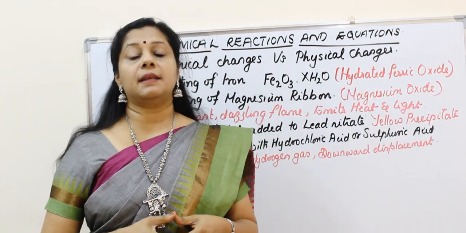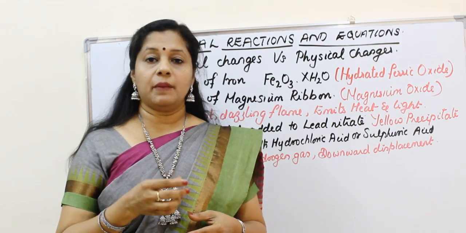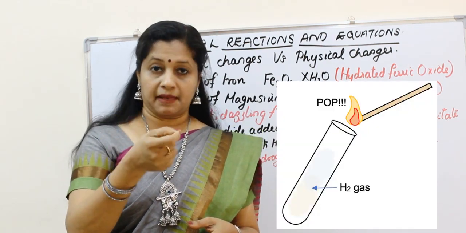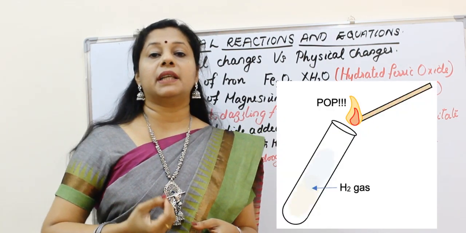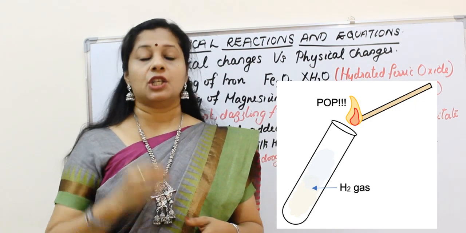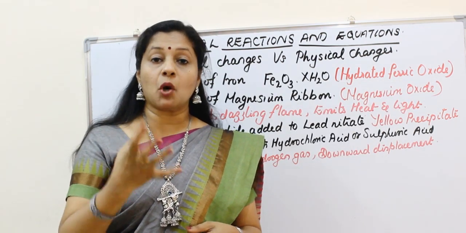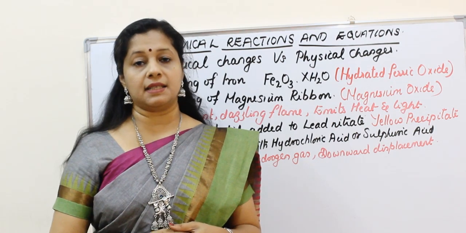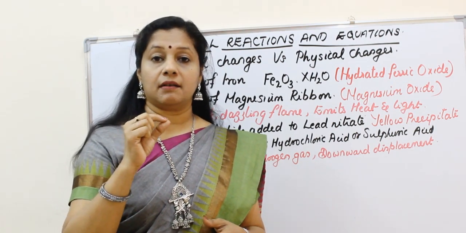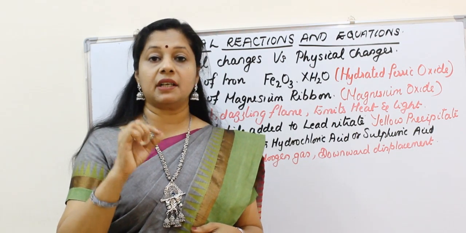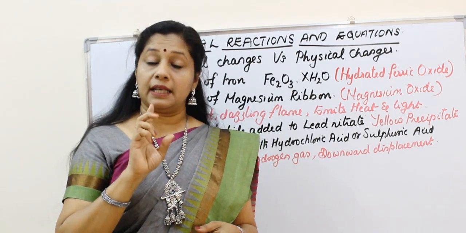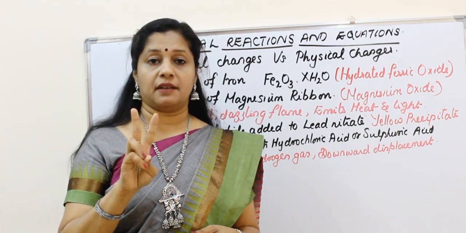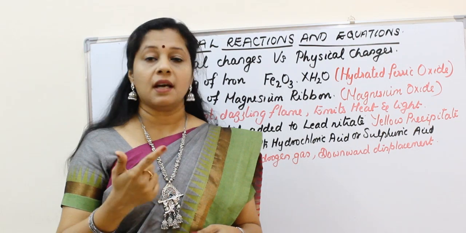So we can test the presence of this gas. If you bring a flame or a matchstick near it, it will burn with a pop sound. Whenever you get that pop sound in testing a gas, that gas is called hydrogen. So it's a hydrogen confirmatory test. You are in class 10, you are learning only two gases' confirmation. One is hydrogen, another one is carbon dioxide.